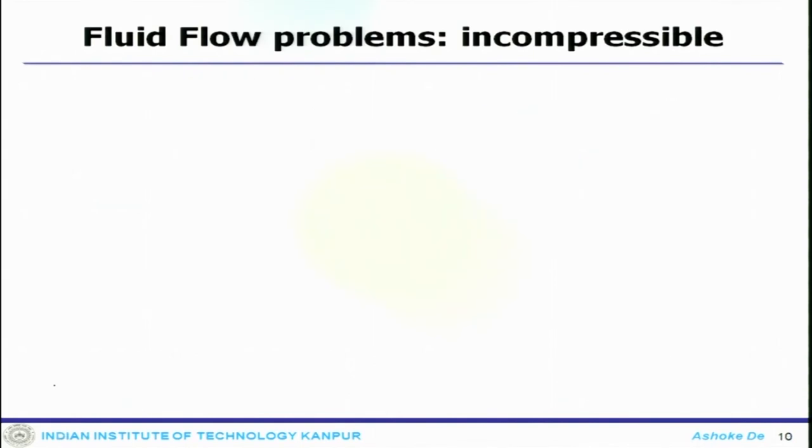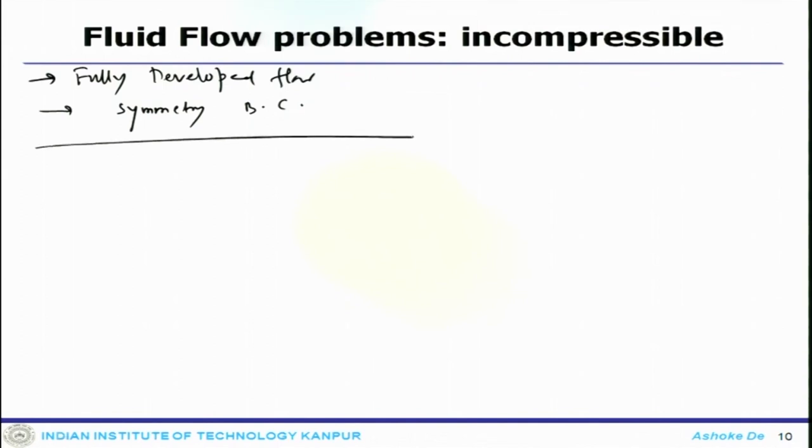So, apart from that, there are a few more which are also derived kind of conditions. Like at the outlet one can have fully developed flow, that could be one condition. Then one can also have a symmetry boundary condition. These are some derived conditions.